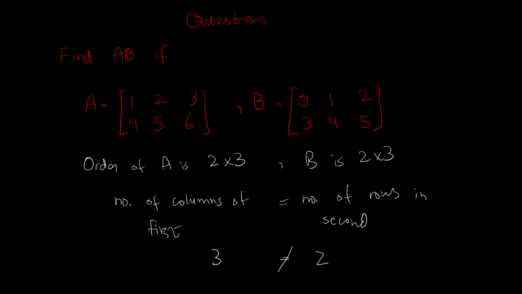Most of the time, students start solving the question. They will think in their heads how to solve it further, but they don't even know that the product was not possible, and they are just wasting their time. So before multiplying, just check the number of columns in the first and the number of rows in the second. Only go forward if both are the same.